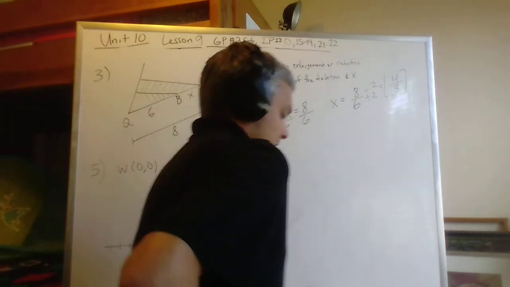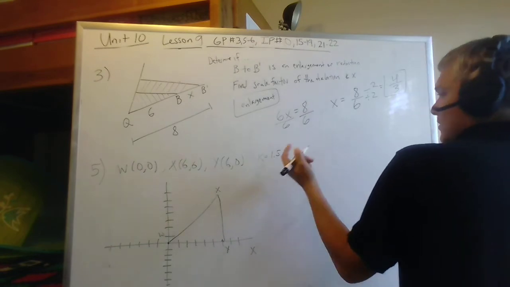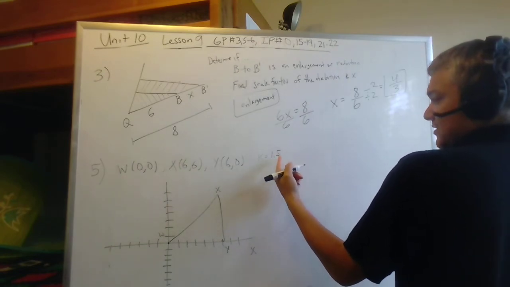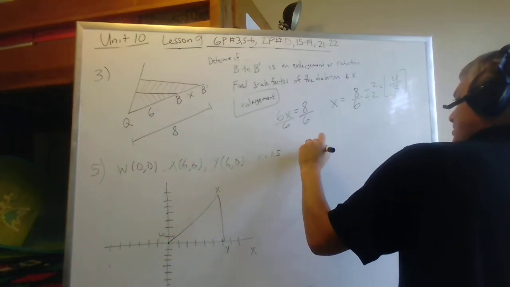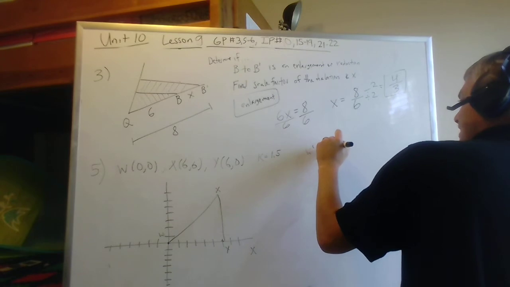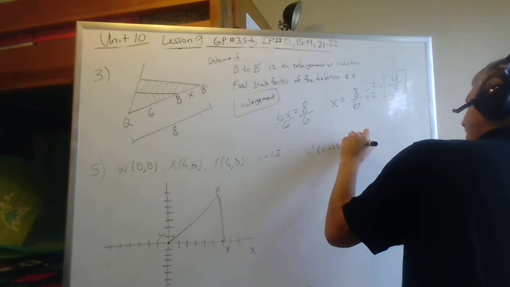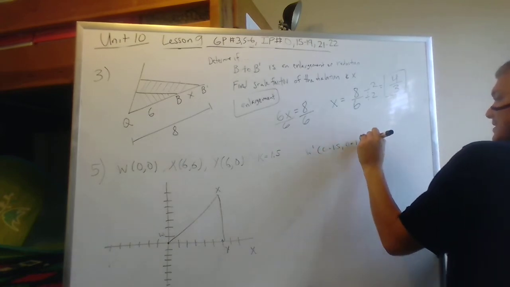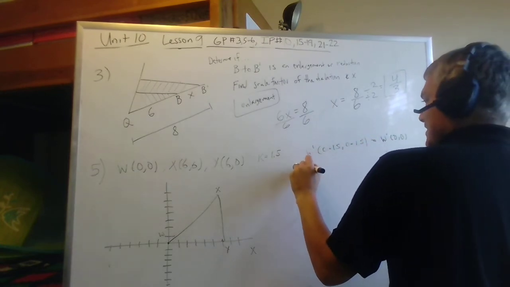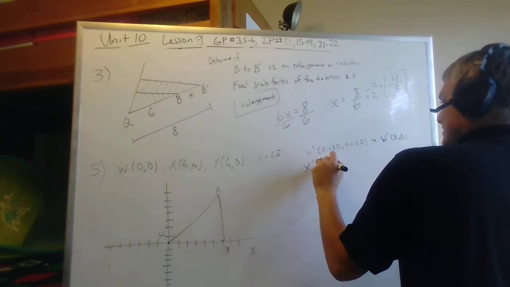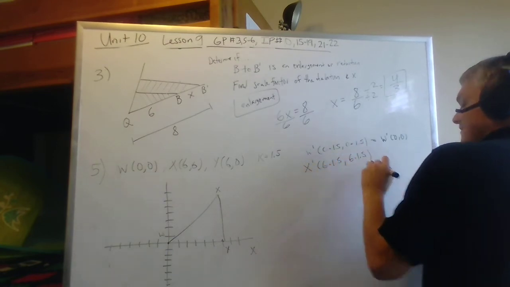Now, in order to do this problem, we're going to multiply each of these numbers by 1.5. So W prime is going to be 0 times 1.5, and then 0 times 1.5, and that gives us W prime is at 0, 0. We're going to do the same thing for X prime. We're going to have 6 times 1.5, and then 6 times 1.5.